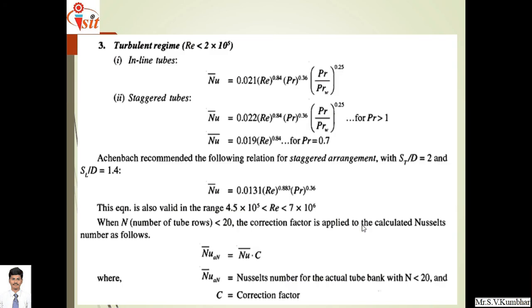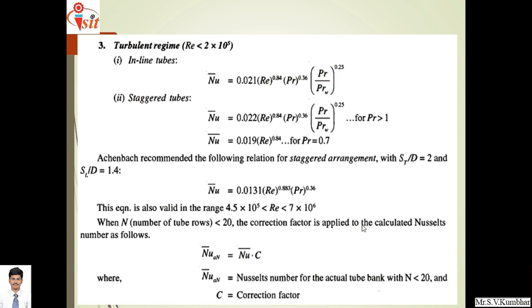For turbulent regime, inline tube, Nusselt number is equal to 0.021, Reynolds number raised to 0.84, Prandtl number raised to 0.36, Pr upon Pr_w raised to 0.25. In case of staggered tube, Nu is equal to 0.022, Reynolds number raised to 0.84, Prandtl number raised to 0.36, Pr upon Pr_w raised to 0.25, and the condition is that Prandtl number must be greater than 1.